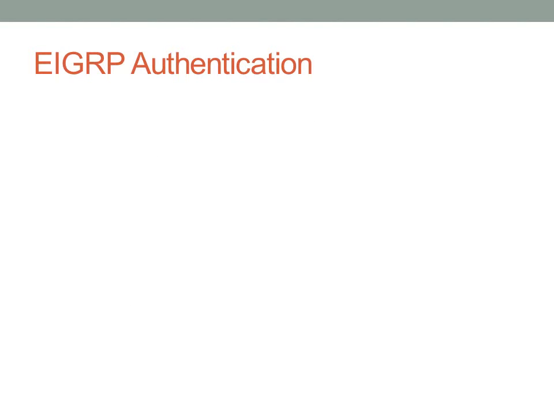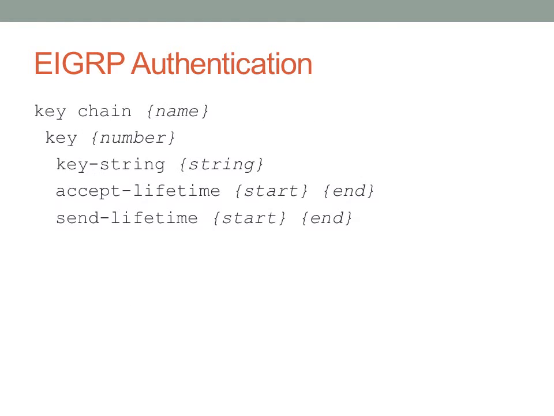Now, for authentication in EIGRP, it works a little bit differently. You have to do what's called a keychain. The idea behind a keychain is that keychains have a number of keys on them. So you'll give your keychain a name, and then give each one of your keys a number. That key string will be defined, and then it'll have an accept lifetime and a send lifetime under which that key is sent. And so what happens is, as time progresses, they'll go through different keys on this keychain.